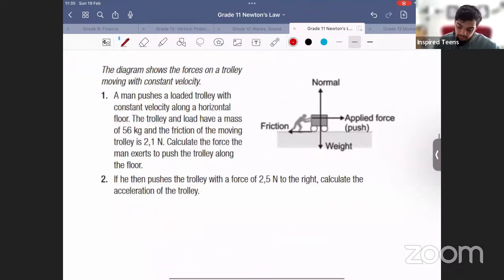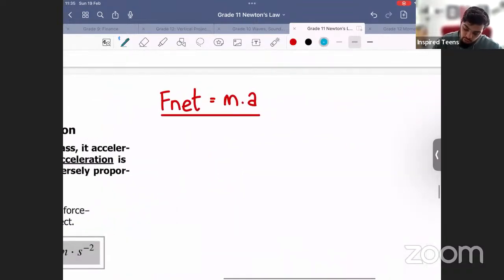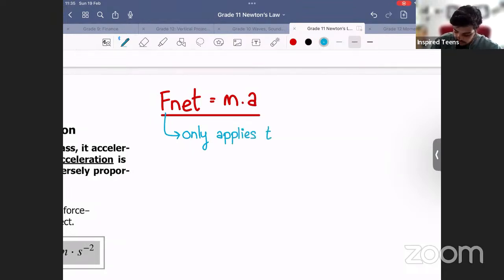So let's have a look at this diagram. This diagram shows the forces on a trolley moving with constant velocity. Okay, so before we discuss that as well, I want to discuss how do we open up F net. Firstly, this F net only applies, okay, that's not technically true. Yeah, but let's just write it, only applies. This is for Newton's second law mainly. Only applies to forces parallel to the direction of motion.